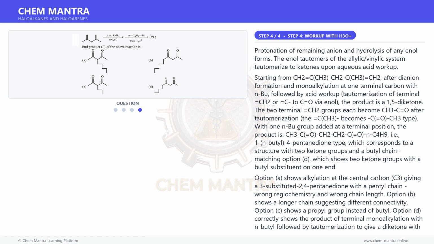Option A shows alkylation at the central carbon, C3, giving a 3-substituted 2,4-pentanedione with a pentyl chain, wrong regiochemistry and wrong chain length. Option B shows a longer chain suggesting different connectivity. Option C shows a propyl group instead of butyl. Option D correctly shows the product of terminal monoalkylation with n-butyl followed by tautomerization to give a diketone with the n-butyl chain at one terminal ketone carbon.